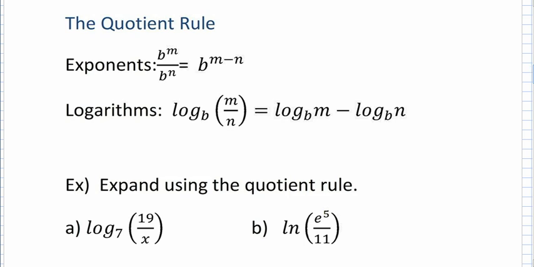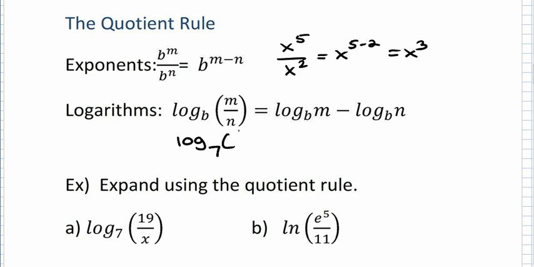The quotient rule. Well, remember, when we deal with exponents, when we divide the same base with exponents, we subtract the exponent. So for example, x to the fifth over x squared is the same as x to the 5 minus 2, which is x to the third. Well, with logarithms, it's the same thing. So if I had log base 7 of 5 over x, it would be log base 7 of 5 minus log base 7 of x.